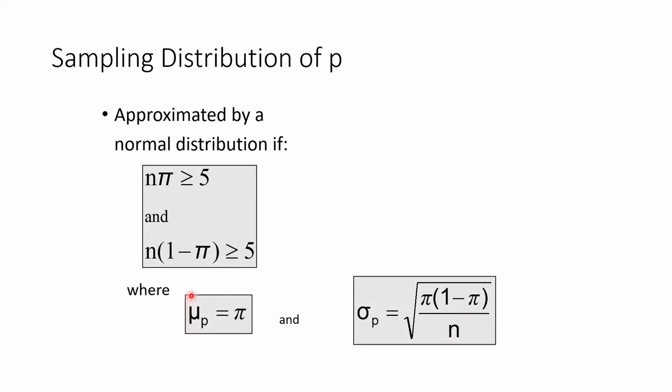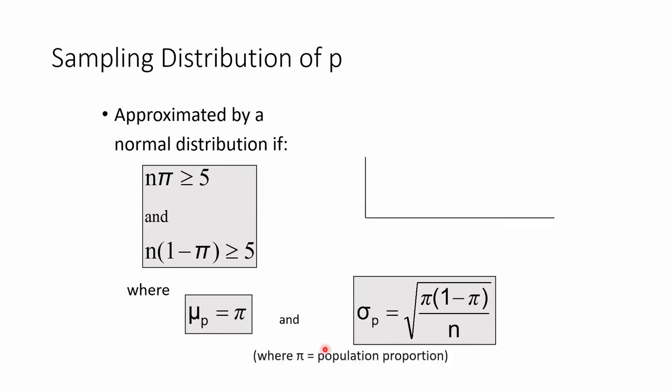The mean of the sample proportion is equal to the population proportion, and the standard deviation of your sample proportion is equal to the square root of your population proportion times 1 minus your population proportion, divided by your sample size. Notice how you say this. Mu of P is your mean of the sample proportions. Sigma of P is your standard deviation of the sample proportion. So pi is your population proportion.